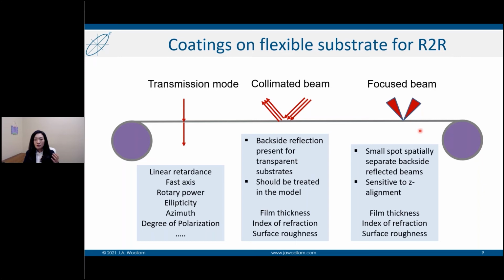In reflection mode, we typically measure film thickness and the refractive index. Collimated beam systems are sensitive to the backside reflection effects, which should be taken care of in the model. And if you use the focused system, then we can separate the backside reflected beams spatially and make the analysis easier.